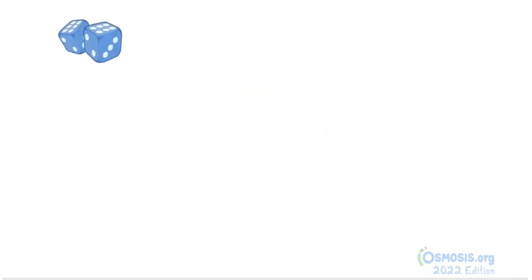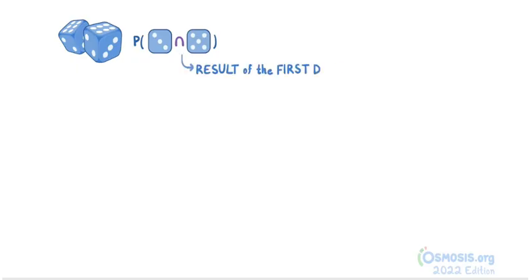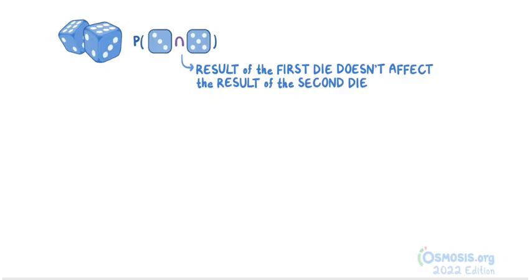For example, let's say I have two dice and I want to know the probability of rolling a 3 on the first die, which is the first event, and a 5 on the second die, which is the second event. In this case, the result of the first die does not affect the result of the second die at all. Said differently, regardless of what you roll for the first die, the probability of rolling a 5 on the second die is always 1 over 6, or 0.167.